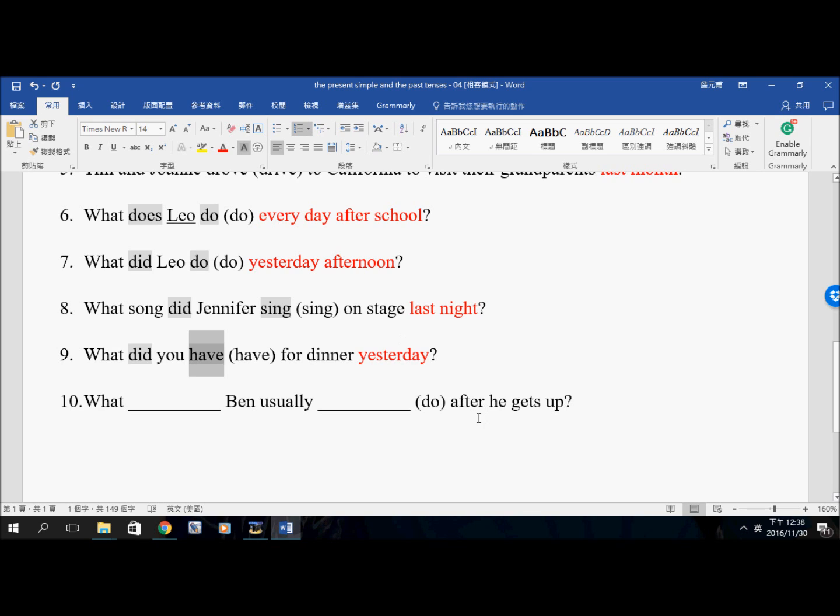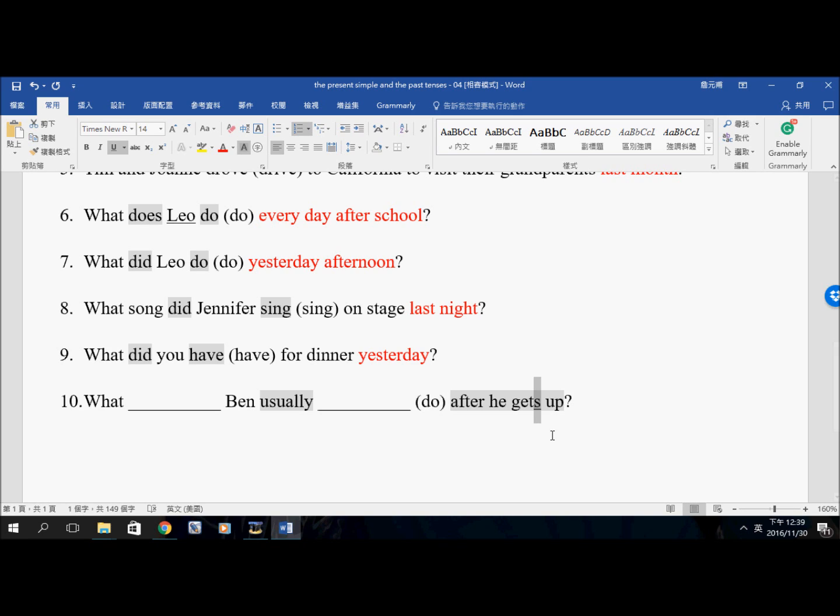The final question, number 10. Look for the time marker. Now, there's one over here. There's another one over here. But which one's the most important one? They're both important. Just by looking at the word, usually you know it's talking about a person's habit. And here, after he gets up, the reason why there is an S is because this is about something that happens every day or maybe happens regularly. So definitely it's a person's habit. It's Ben's habit to be exact.